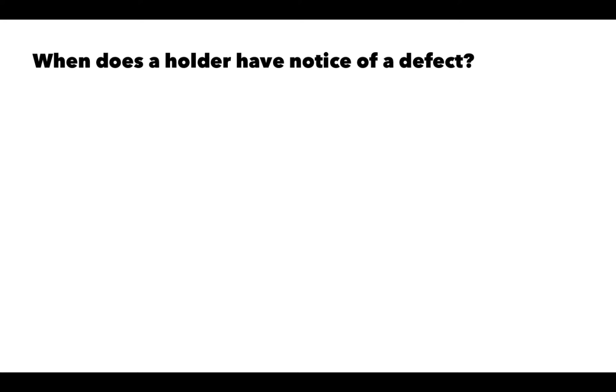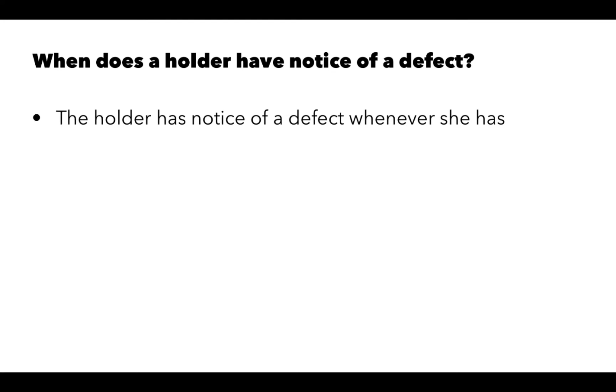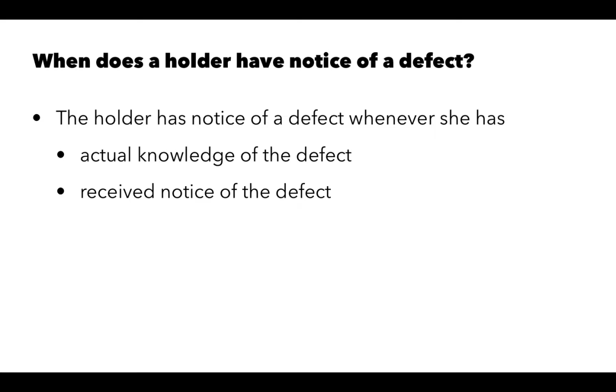So when does a holder have notice of a defect? How do we know that a holder has notice? Well, the holder has notice of a defect whenever she has actual knowledge of the defect, or received notice of the defect, or has reason to know that a defect exists. In any of those situations, the holder would be stopped from asserting holder in due course status because they cannot claim that they took it without notice of irregularity.